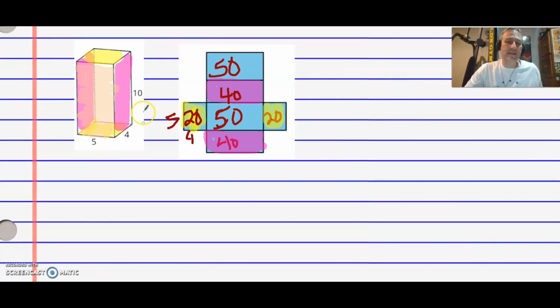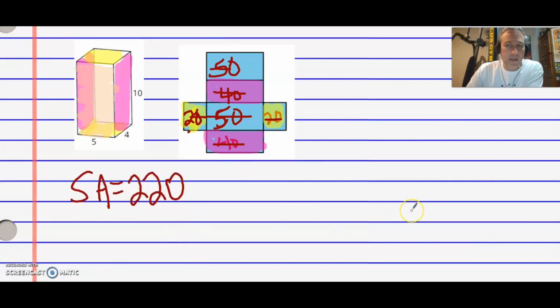And now the next thing I'm going to do, I'm going to erase these numbers to make sure we don't get confused. Now, the next thing I have to do is what? I have all these areas. Say it with me. We're going to have to add them up, right? So I'm going to start the easy way. 50 plus 50 is 100. And 40 plus 40 is 80, plus 20 is another 100. So there's 200, and then another 20. And my surface area equals 220.